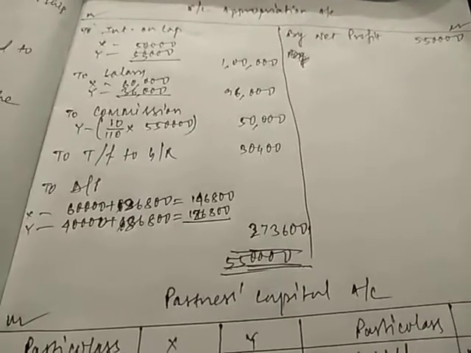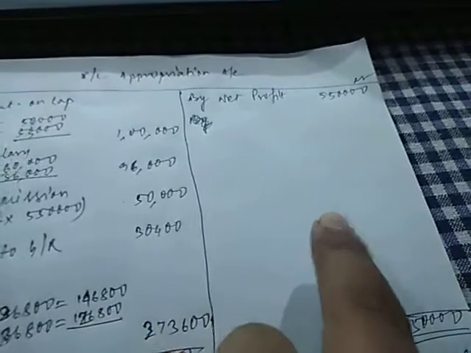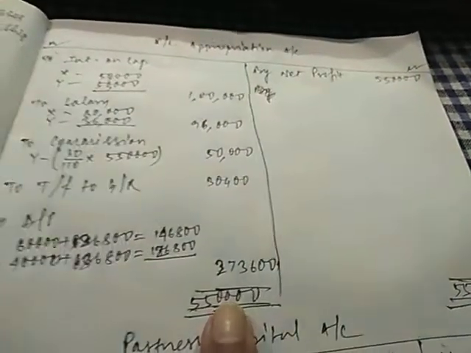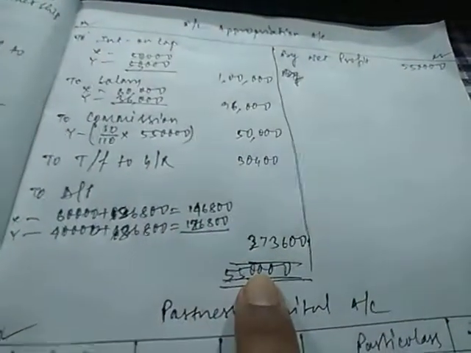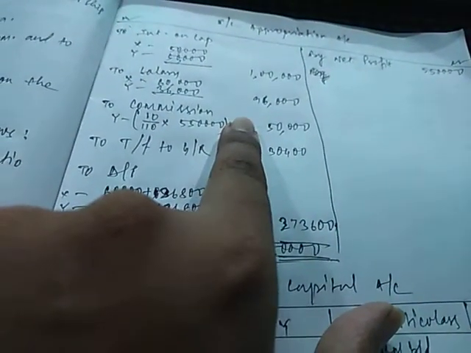So we were talking about transfer to general reserve. We'll add up whatever is on the credit side. On the credit side we have only the net profits, that is rupees 5,50,000. The same 5,50,000 is also transferred on the debit side. Now out of this 5,50,000, we need to subtract all the amounts on the debit side.